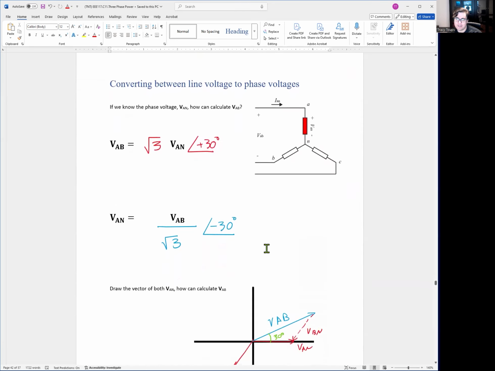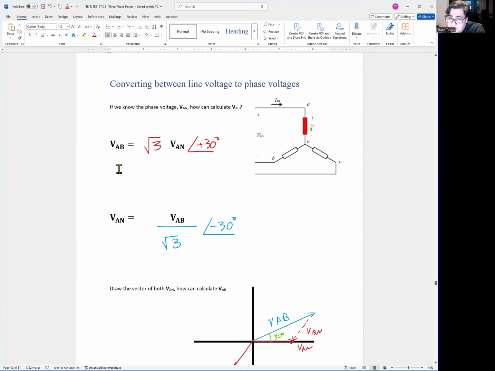Now, one big question is, if I know VAB, can I find VAN and vice versa? Mathematically, we showed you how to do it. There's some vector subtraction involved, but we don't have to get the calculator every time. There's a pattern we realized. If I know VAN, the voltage from A phase to neutral on this Y-connected load, I can calculate that, or I can measure it. I immediately know VAB.